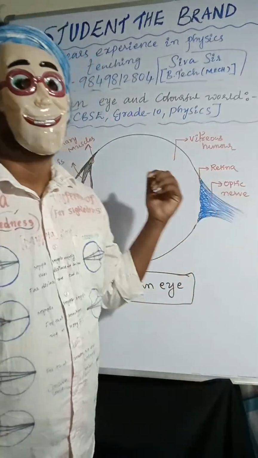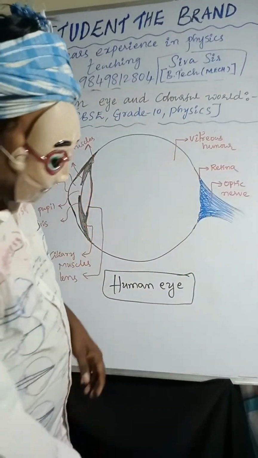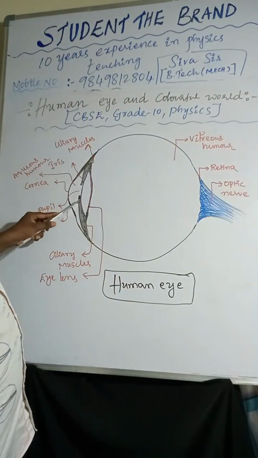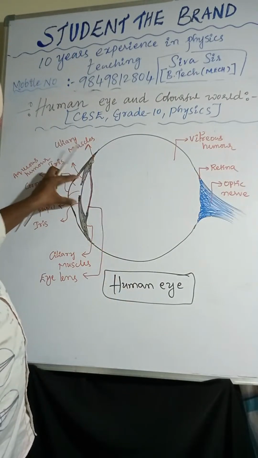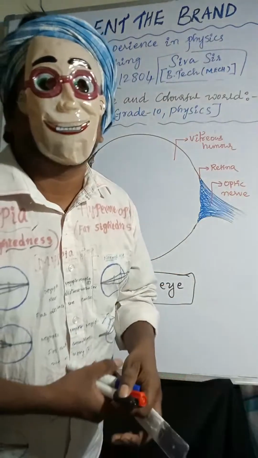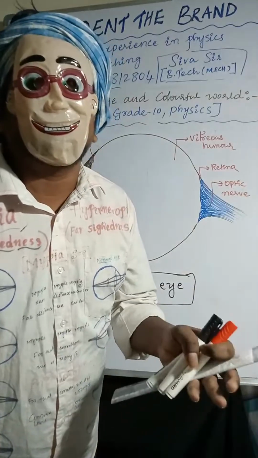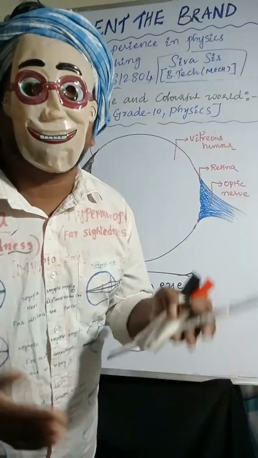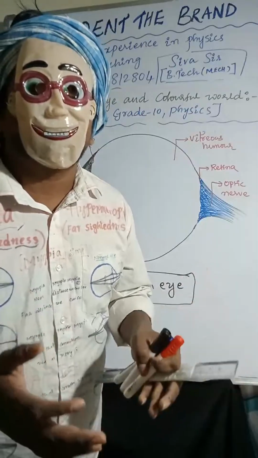And next one, iris. Iris is a dark muscular diaphragm. This is the iris. These two portions, this one and this one, are the iris. Iris is a dark muscular diaphragm which controls the size of the pupil.